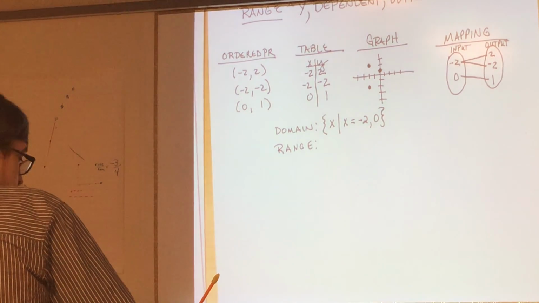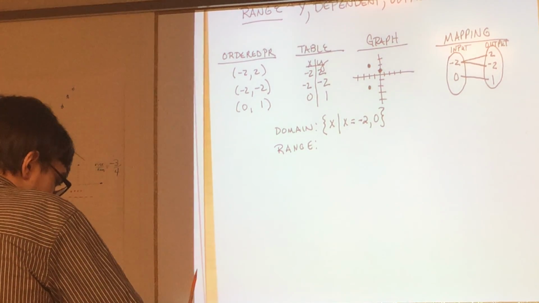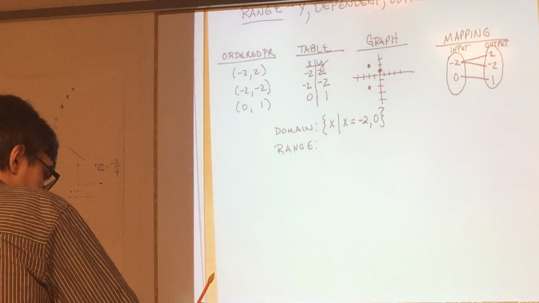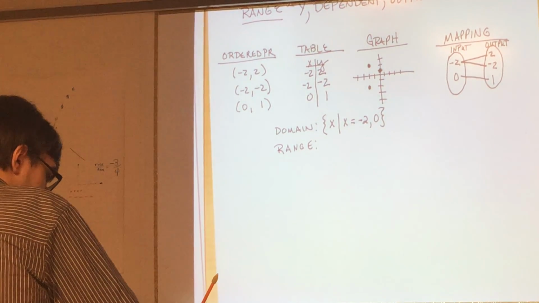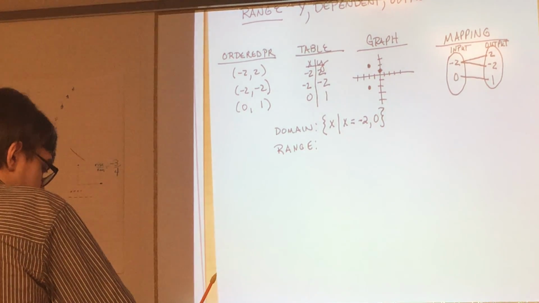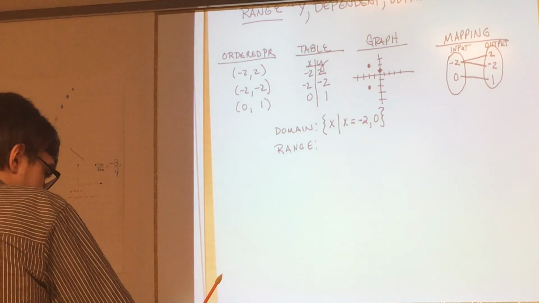So if there's 2 -2s, you only put 1? That's right, because that's being redundant. That's like saying the same thing over and over. We don't have to do that. Okay? So that's a good point. If there's more than one of them, we only write it one time. Okay? You only have to say it one time.